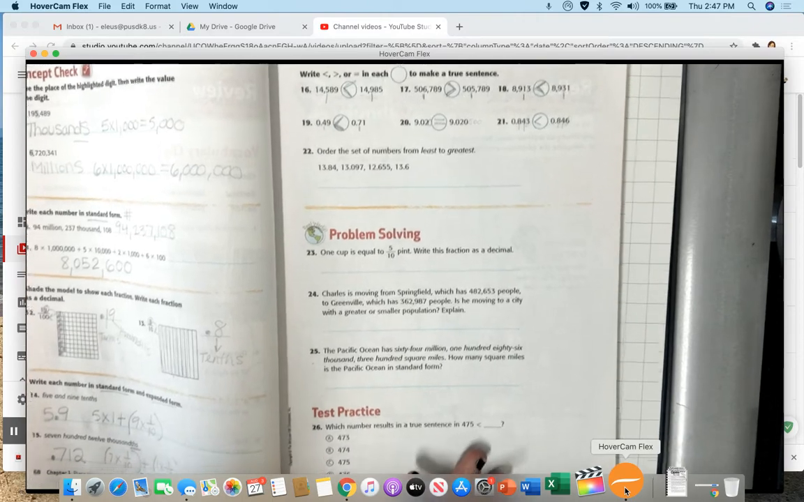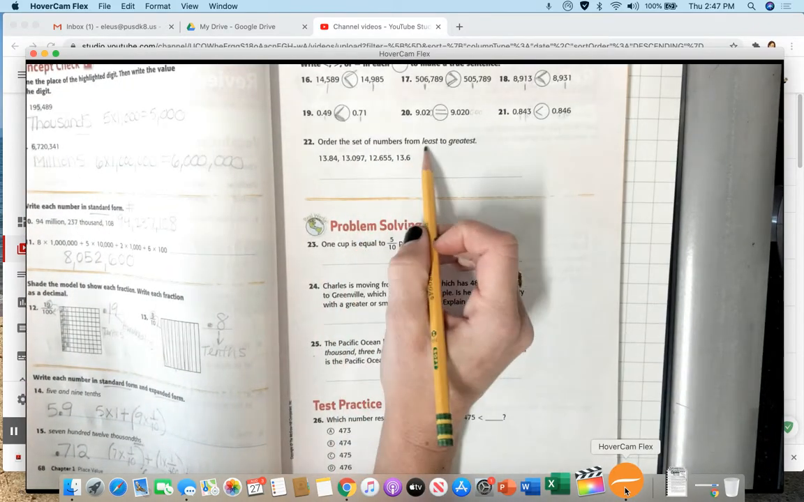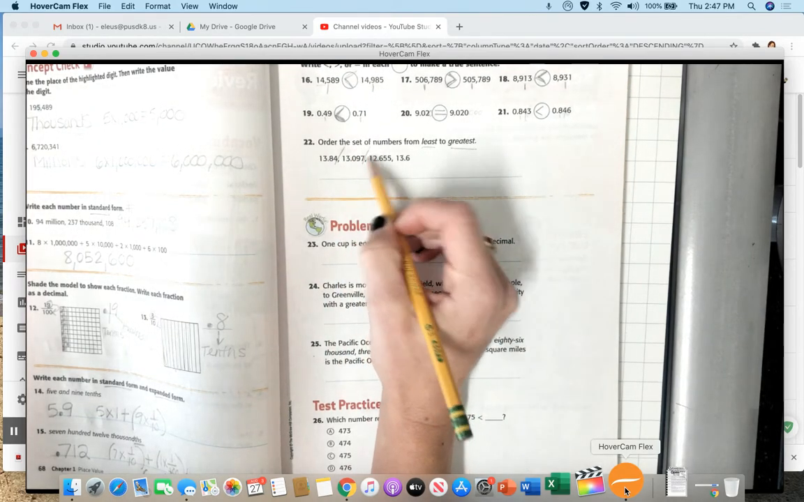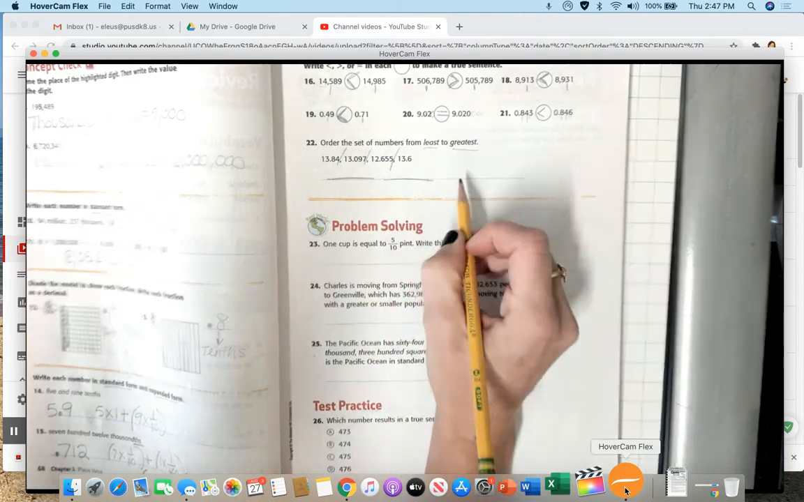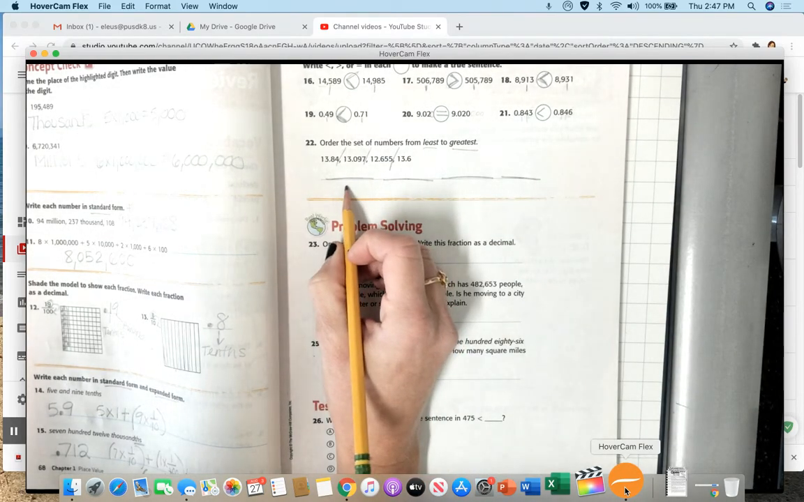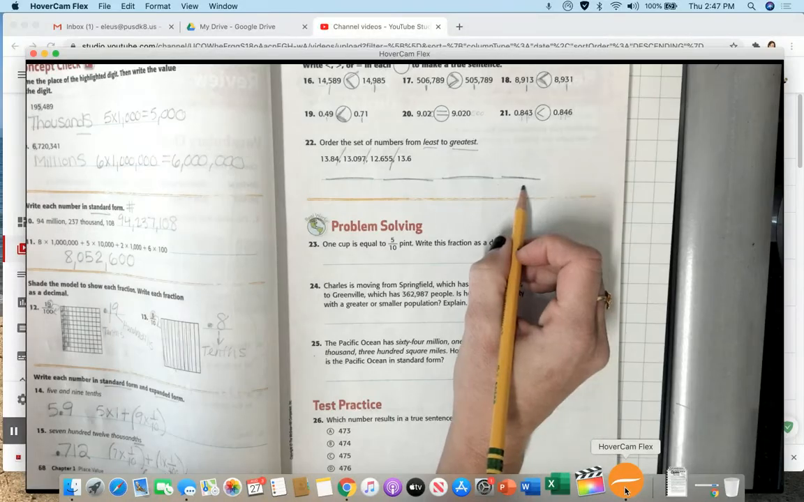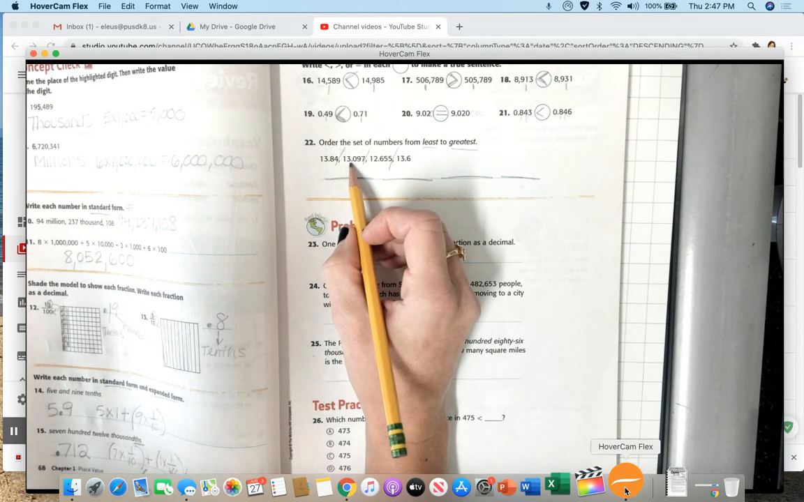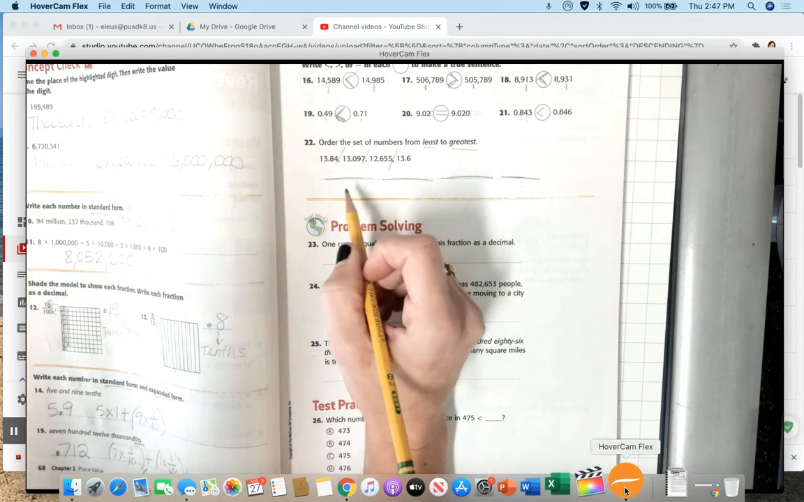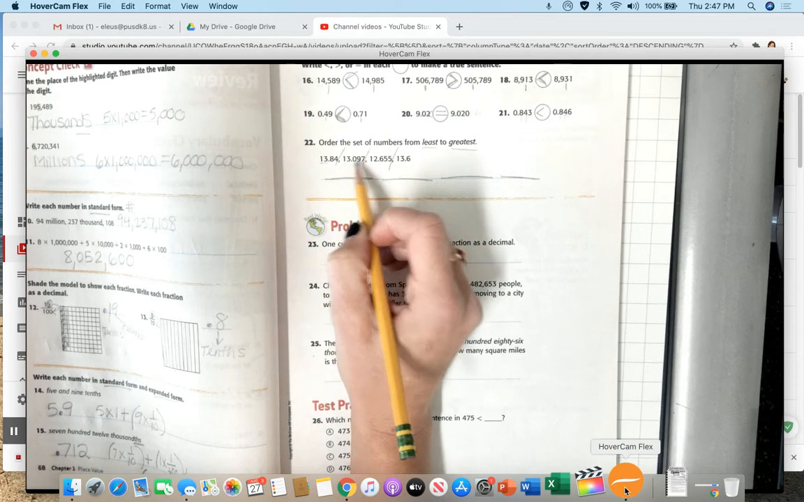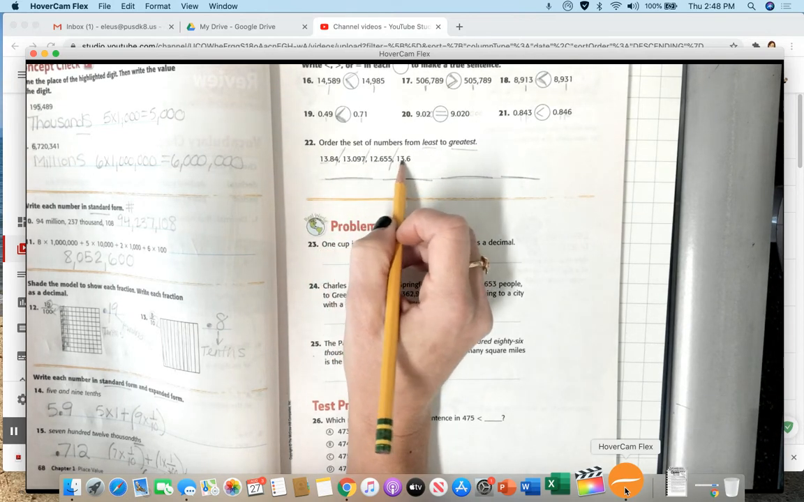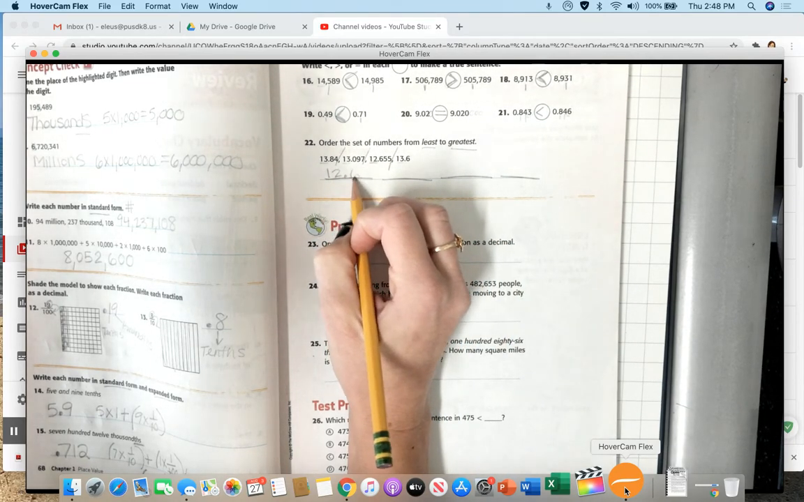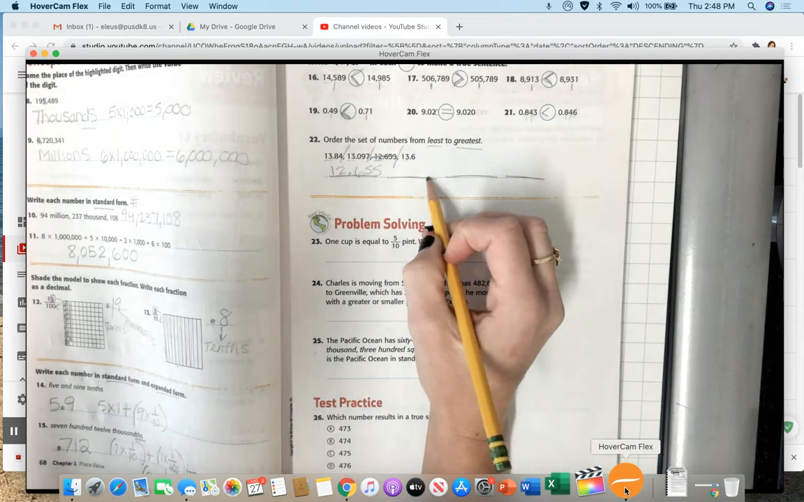Number 22. Order the set of numbers from least to greatest. You can do this in a few different ways, but realize that there are 4 numbers, so you need to write the 4 numbers in order, with this one being the smallest, this one being the biggest. So here we go. 13.84, 13.97, 12, and 13. I like to always start and look at the beginning of the number. I have a 13, 13, 12, 13. Well, 12 is smaller than 13, so I know this is my smallest number. So that's going to go first. And then I'm going to cross it out because I already used it. I have to fill in these other blanks.